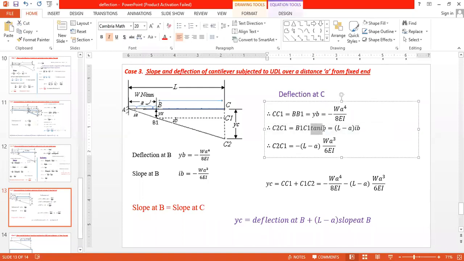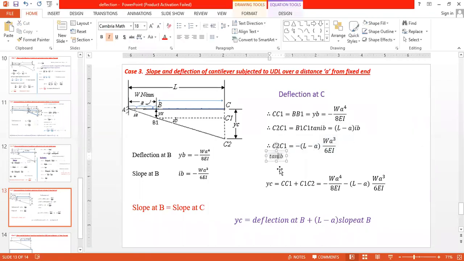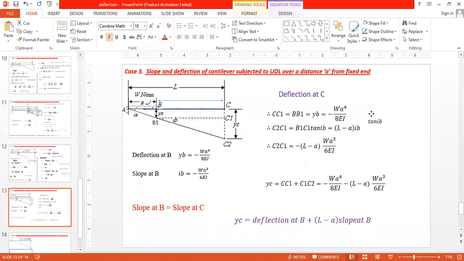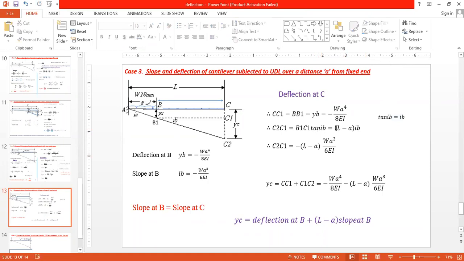Okay, for small angle, for small slope, I can write tan iB equal to iB. Therefore, this tan iB is replaced by iB only, and B1C1 is (L minus a) into iB. Now you will get the C2C1. It is equal to minus (L minus a) w a cube divided by 6 EI.